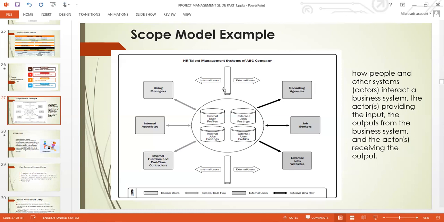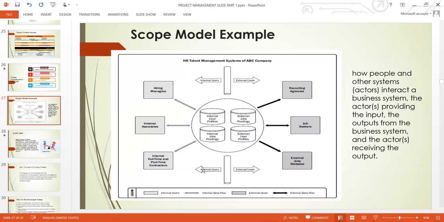So you can see all these things as scope. Recruiting agency is a scope, it's a requirement, it's a must-have. This project must have a job seeker page, external job website. You must have all these things. These are the things that need to be done. That is the data flow, from internal users to internal data flow to external users to external data flow.